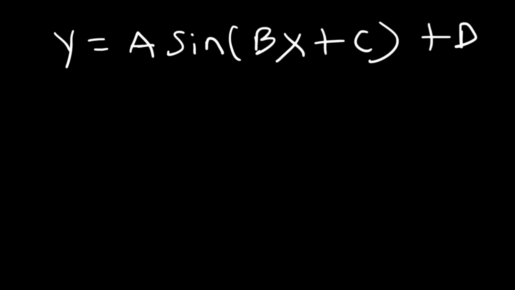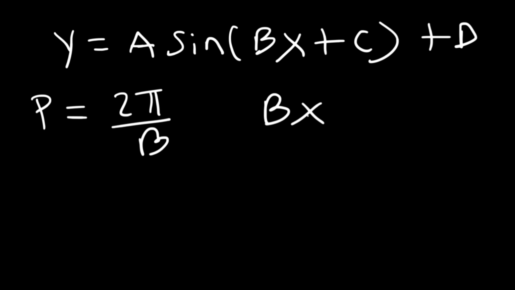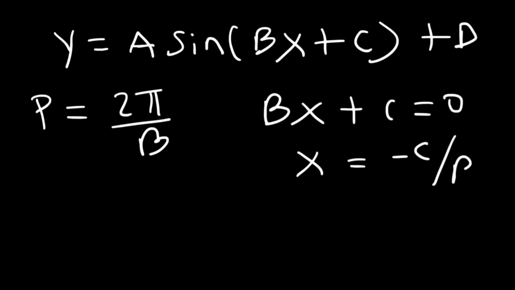shift. So let's say if you want to calculate the period of a sine or cosine wave, it is 2 pi divided by b, and b is just the number in front of x. The vertical shift is d. If d is 3, it's going to shift 3 units up. If d is negative 2, it will shift 2 units down. To calculate the phase shift, set bx plus c equal to 0 and solve for x. So the phase shift is usually negative c over b. But we'll talk about that later in the video.